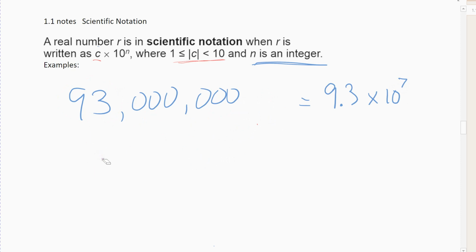If you got out your calculator and multiplied 9.3 times 10 to the 7th, it will give you that number out. Again, this is just scientific notation. It's the shorthand for it. Decimals work the same way.